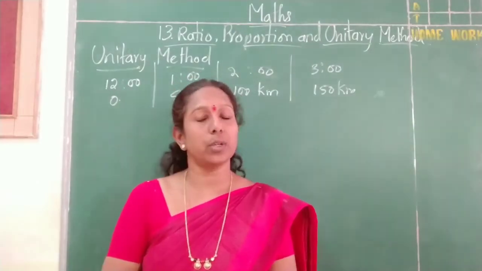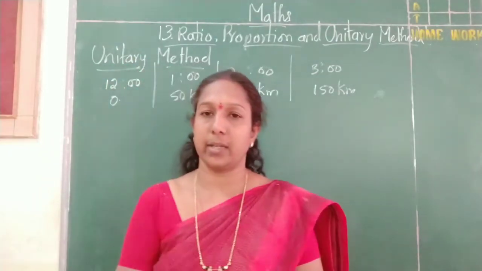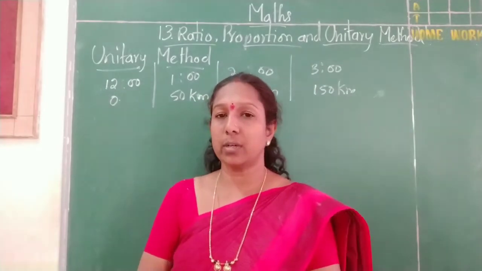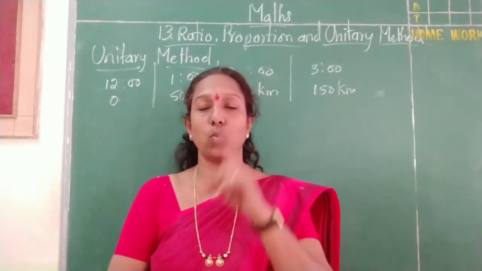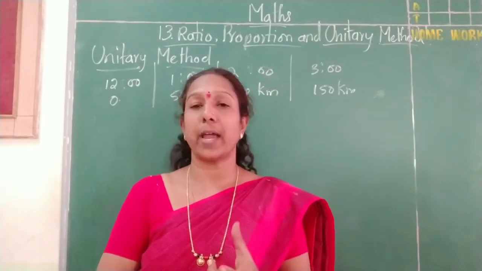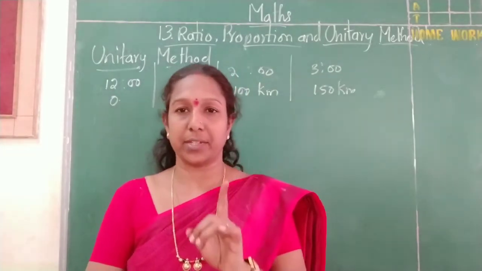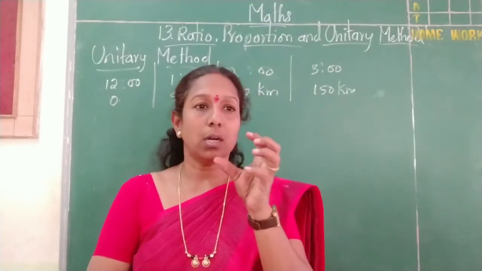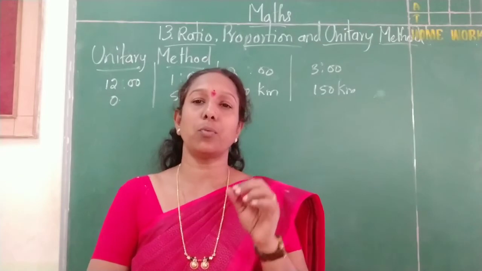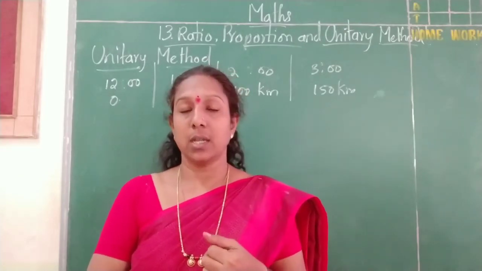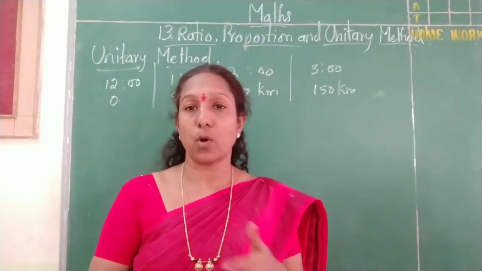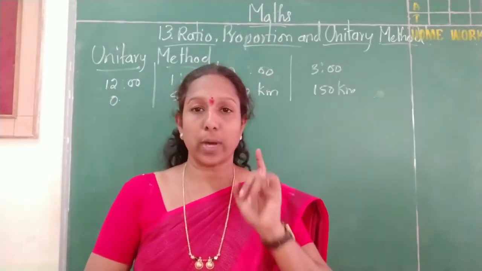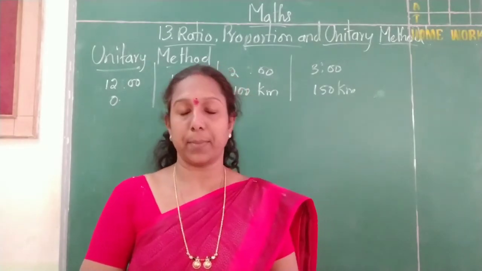Now today we are going to learn about the unitary method. What is the meaning of the unitary method? Here, unit means what? One. So first we will find the value of one item, or the cost of one item, for one thing: for one chocolate, for one bicycle, for one box, like this. So first we will have to find the value for one item. That is called the unitary method.